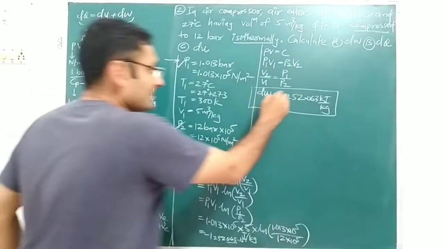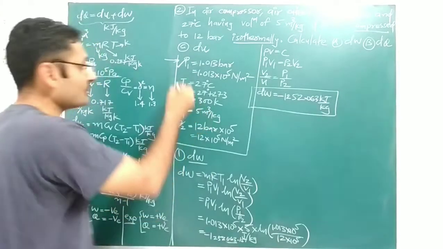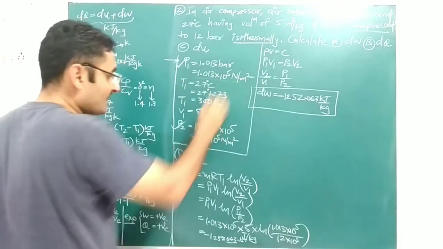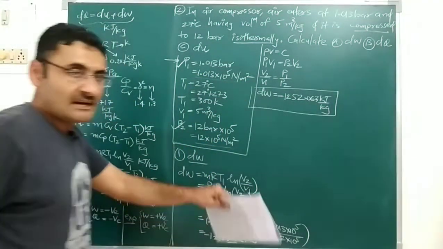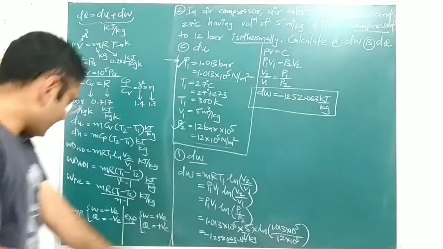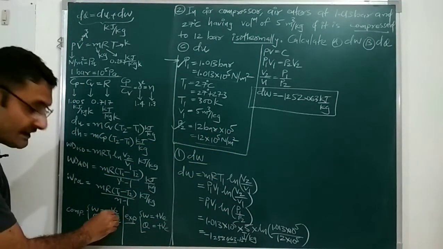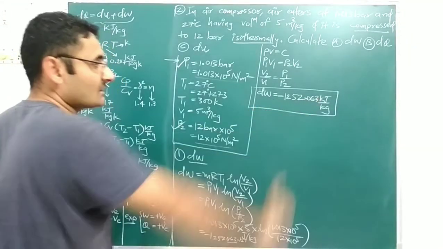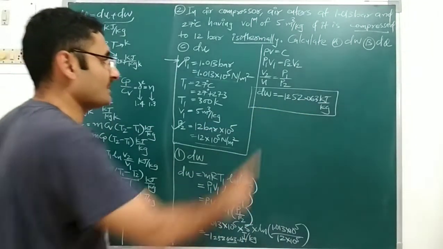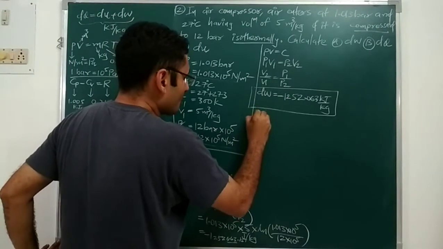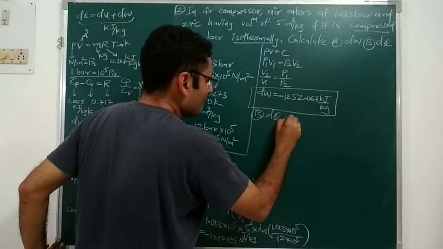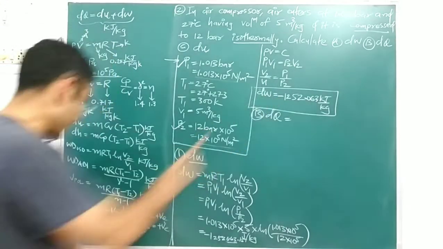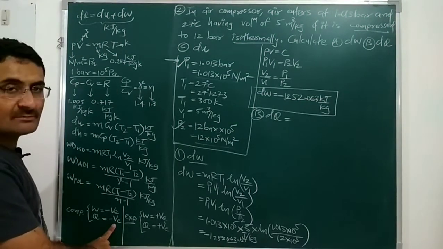So work done answer is negative. Why is the work done answer negative? Because initially pressure is less, and after that pressure is increasing. That means compression is there. Whenever compression is there, work done answer will be negative. Also heat transfer answer must be negative. So that is your work done answer, which is in negative sign. Now we will calculate dQ. Now dQ answer must be negative because of compression.